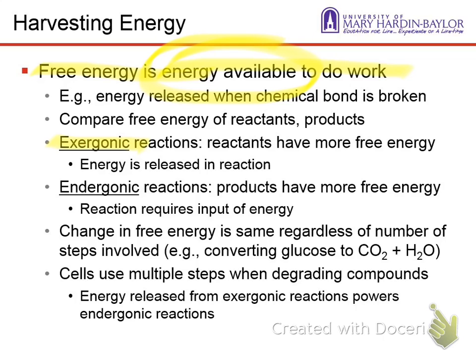Exergonic, when those happen, energy is released. And then there's other reactions that you have to put energy into. The reaction that requires energy, those are endergonic. But every chemical reaction has a certain amount of free energy, and you have to look at what's going on in the reactants and the products, which one has the most free energy, to determine whether they're endergonic or exergonic.